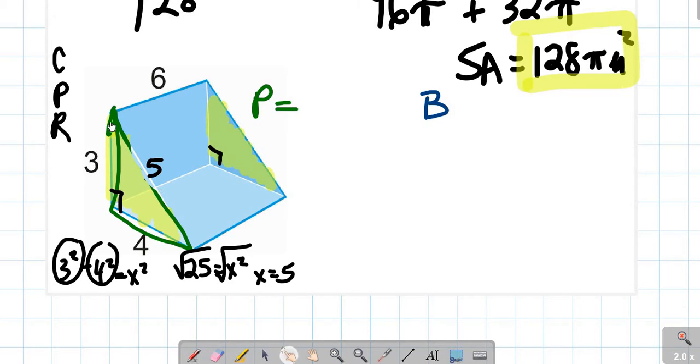So my perimeter is 3 plus 4 plus 5. 3 plus 4 is 7, plus 5 is 12. So I just found the perimeter of my base, which is 12 units.